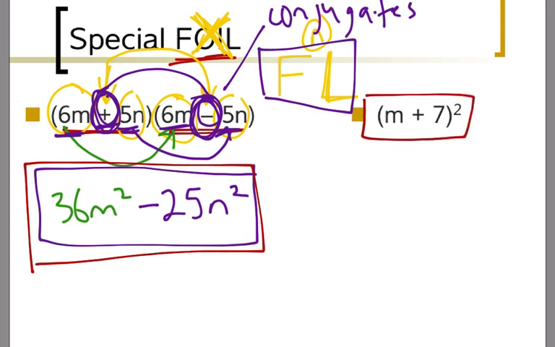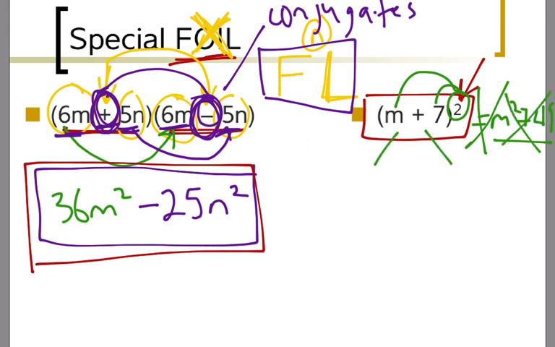Now the second problem is a binomial squared. So this still turns into a FOIL problem because when something is squared, what you should not do is distribute the 2. A lot of people try to distribute the 2 and they say, oh, my answer is just m squared plus 49. And that is not the correct answer. You didn't do enough work. What's supposed to happen is you're supposed to write this twice. You're supposed to write m plus 7 times m plus 7.